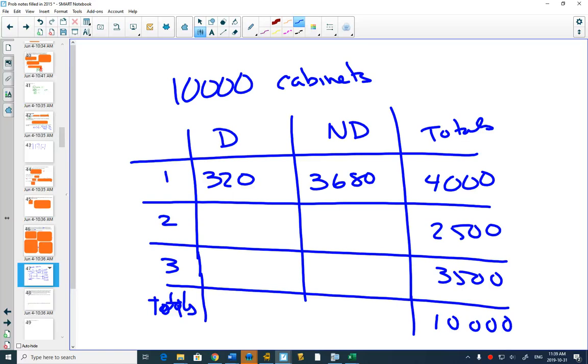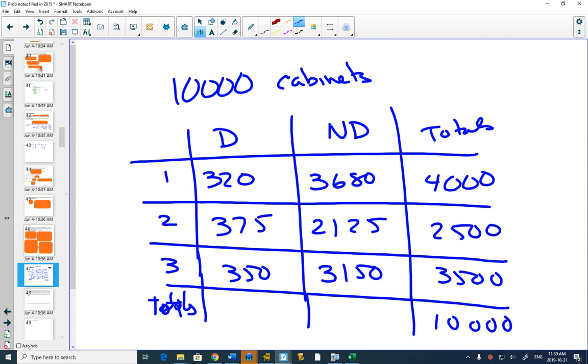Okay, machine 2 was 10% defective. 15, oh, machine 2 is a bad one, right? 15% is 375. Sorry, my mental math might be off here. 2,500 minus 375, 2,125. Okay, this one was the 10%, 350 and 3,150. So the total amount of defective ones out of 10,000 cabinets, add these up, we get 1,045.